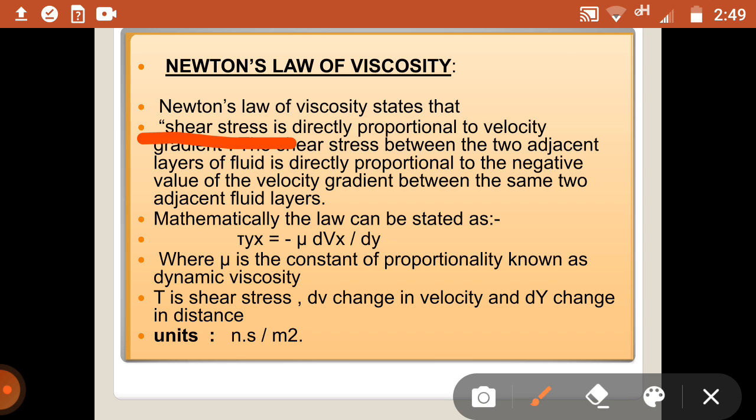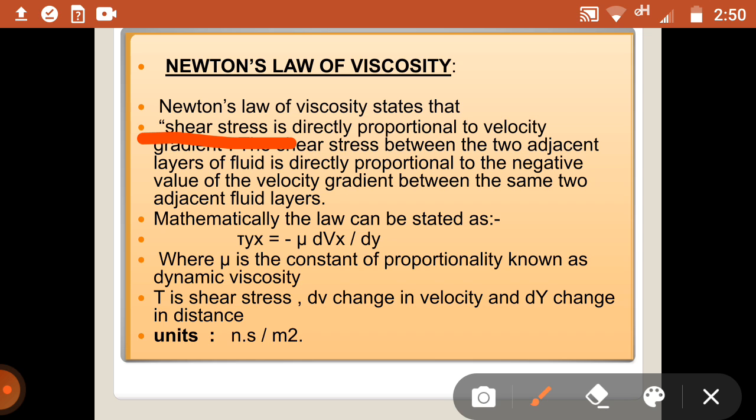Shear stress between two adjacent layers of fluid is directly proportional to the negative value of the velocity gradient. What is the velocity gradient? It is a barrier. As the shear stress is applied, the negative value of the velocity gradient means the velocity gradient is going to decrease between the same two adjacent fluid layers. This is the statement, you have to learn this statement.